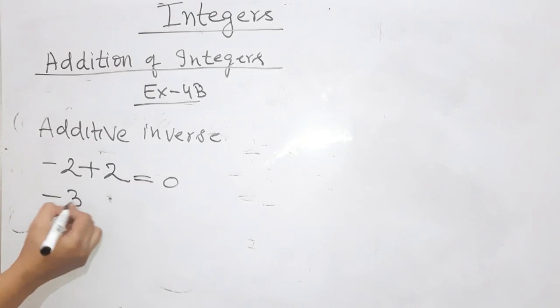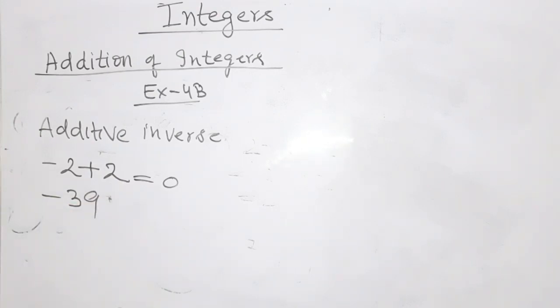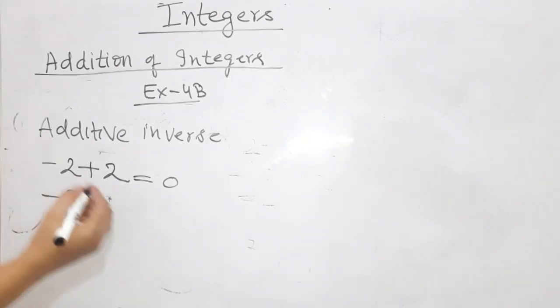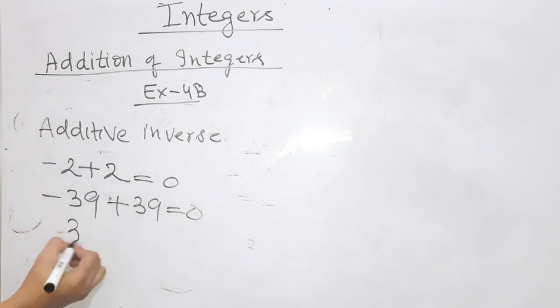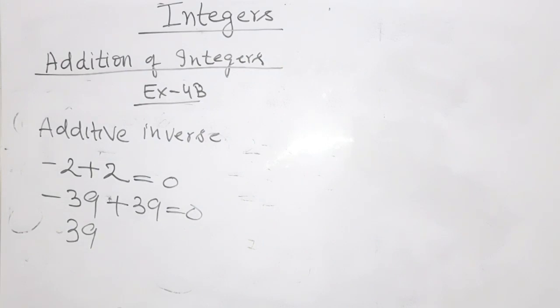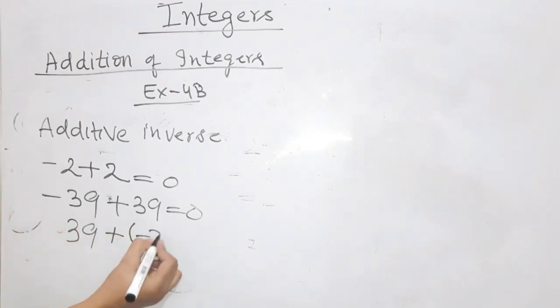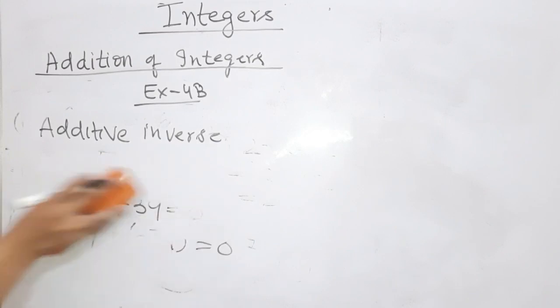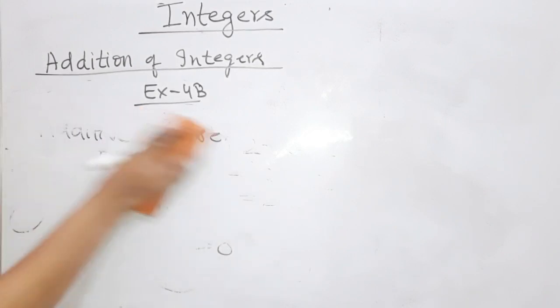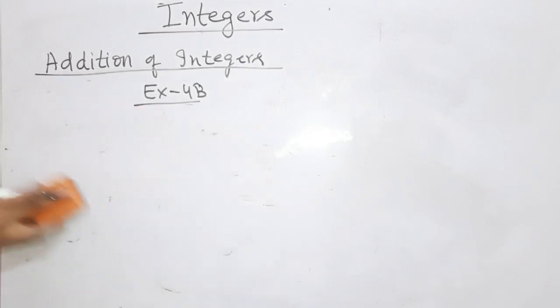If I am writing -39, what is the additive inverse of -39? The additive inverse of -39 is +39. If I talk about 39, what is the additive inverse of 39? 39 में हम ऐसा क्या ऐड करें कि वो 0 हो जाए? So we have to add -39 to it. So the additive inverse of 39 is -39. I think the concept of additive inverse is clear now.